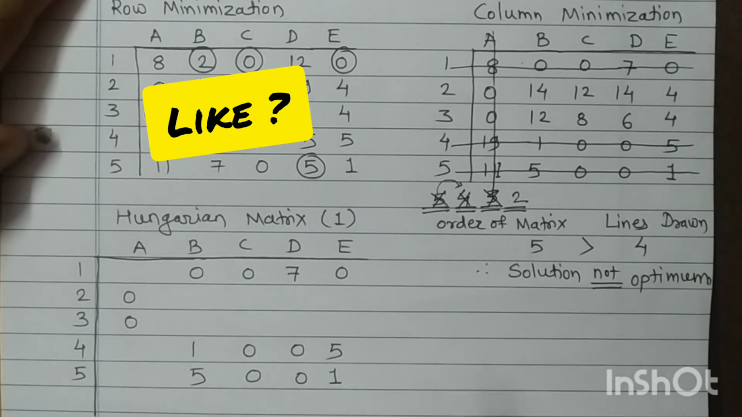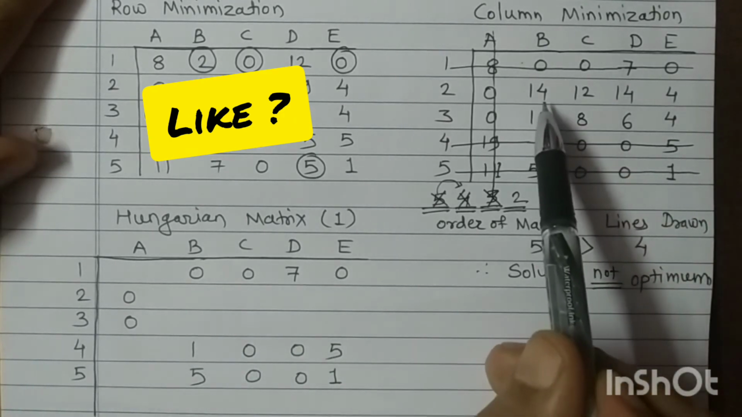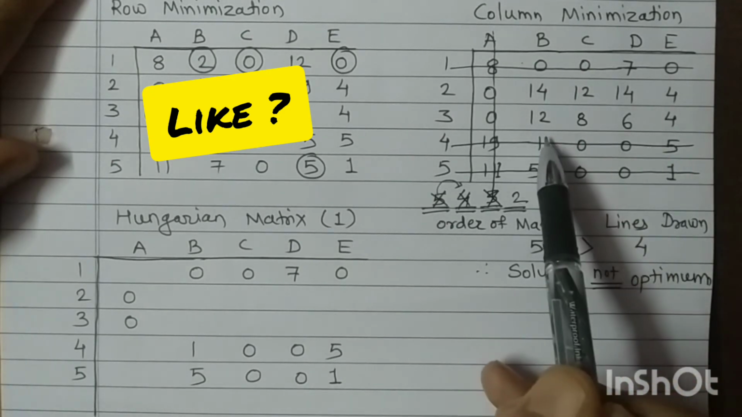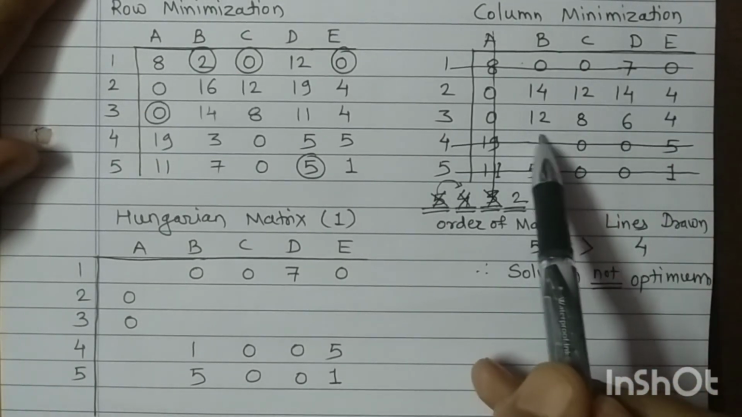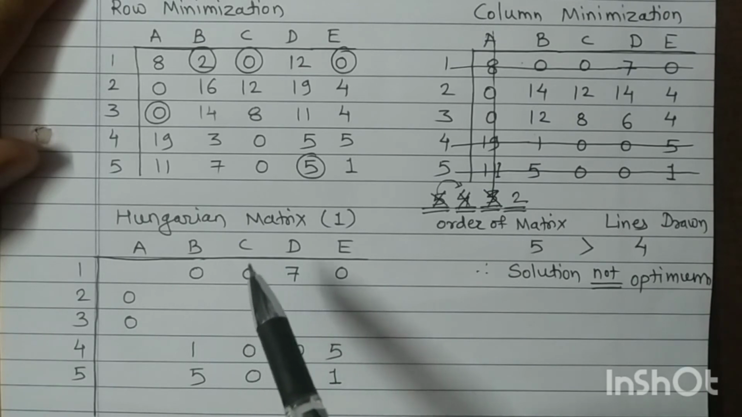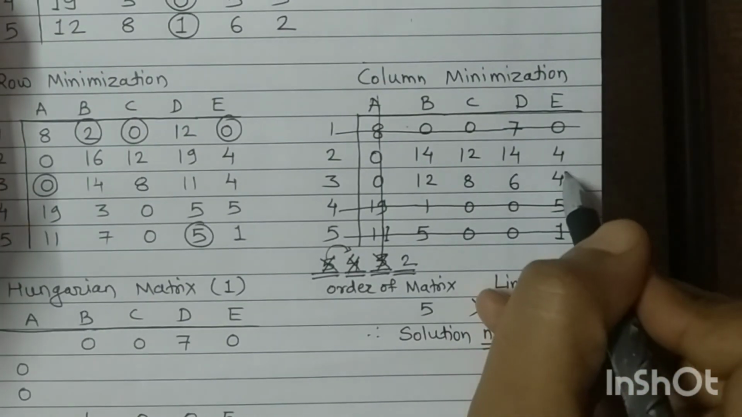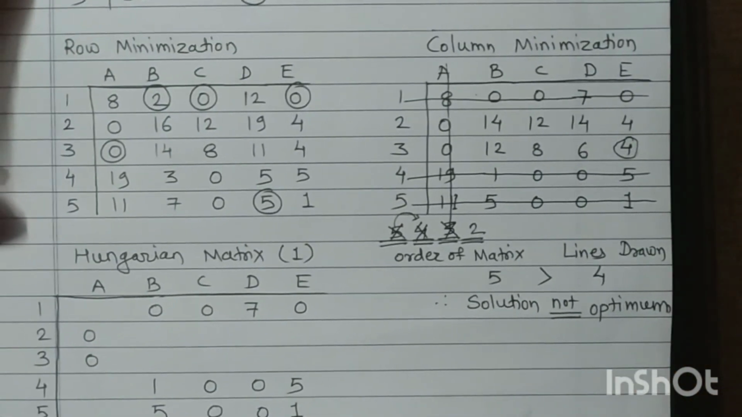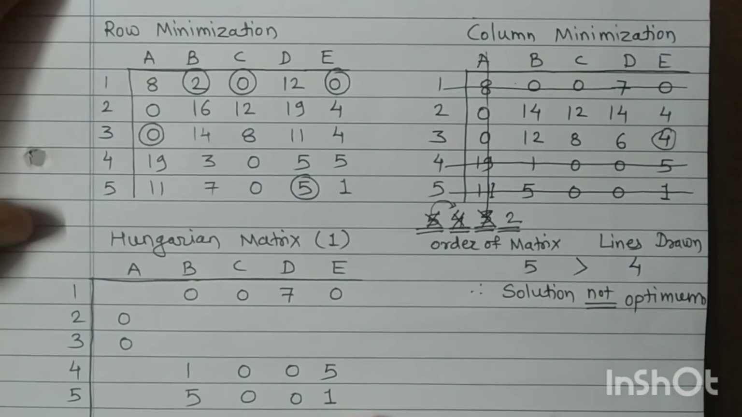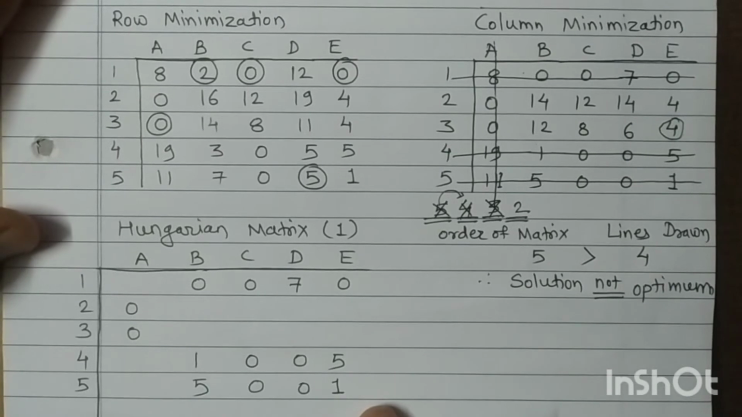Now the next step is the elements which are not present on any line. So these are the elements and you have to select the minimum element. So this 4 is selected, and now you have to subtract this 4 from each and every element and write down the next step.